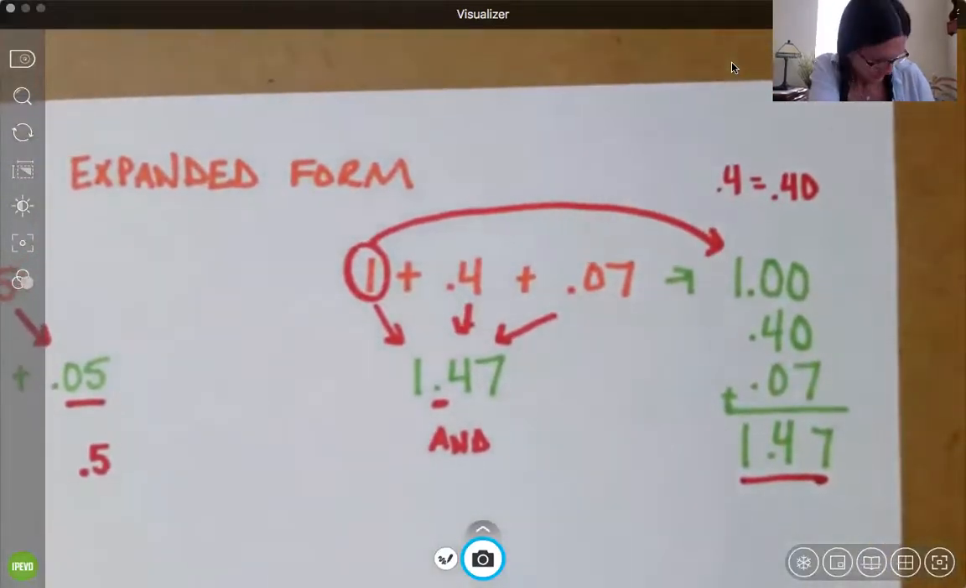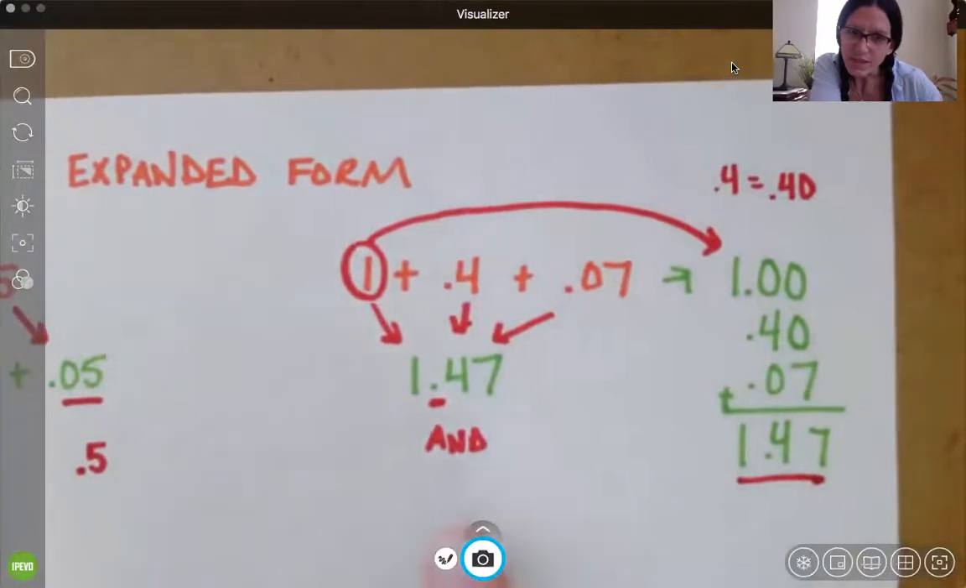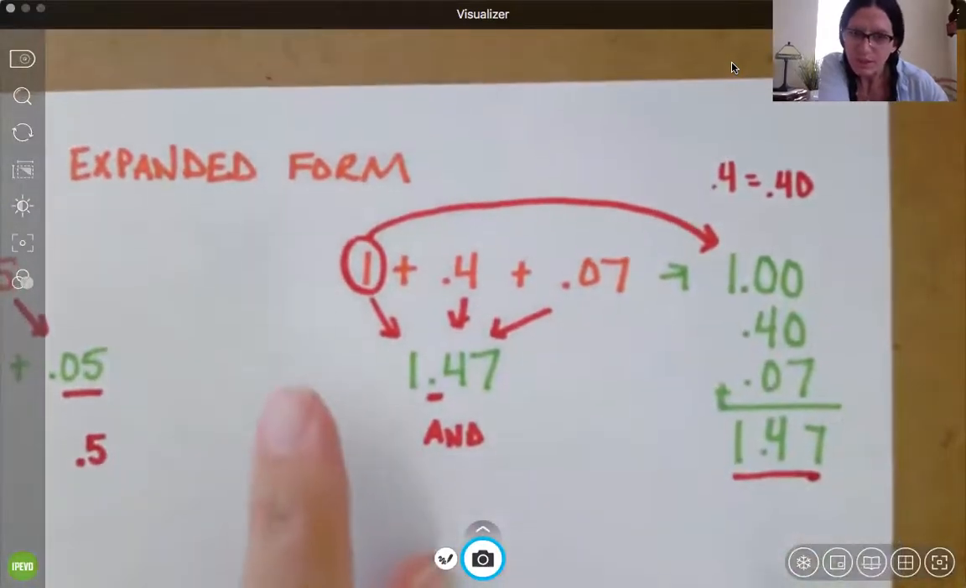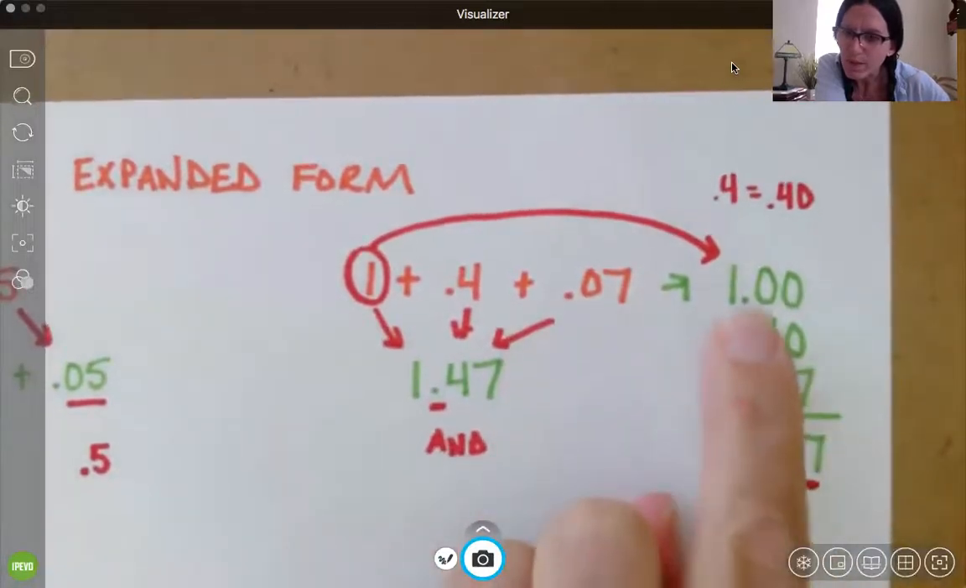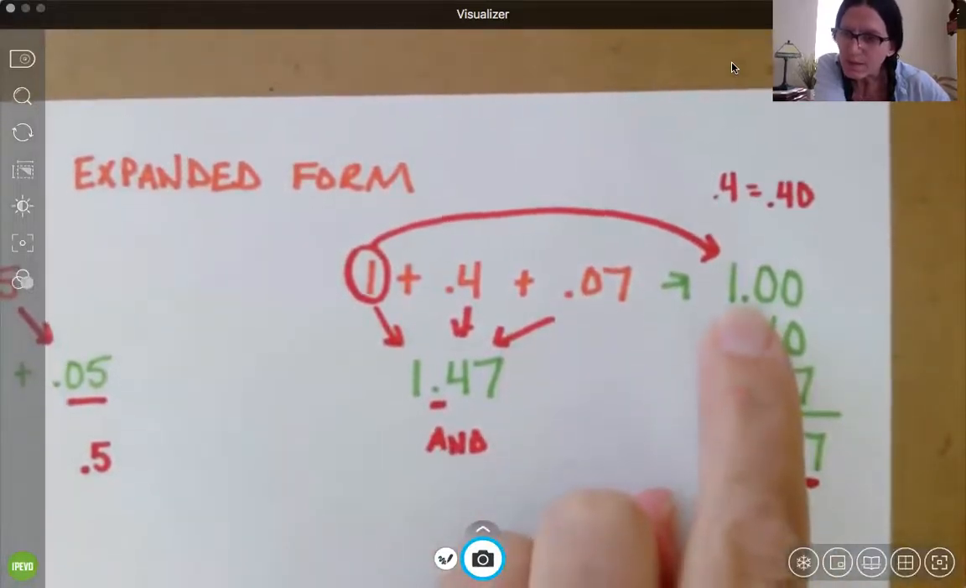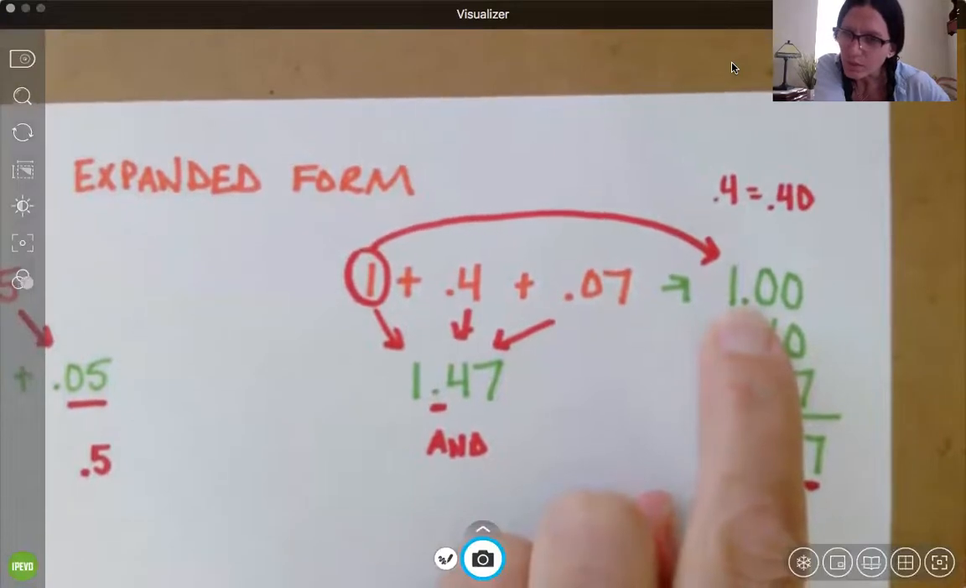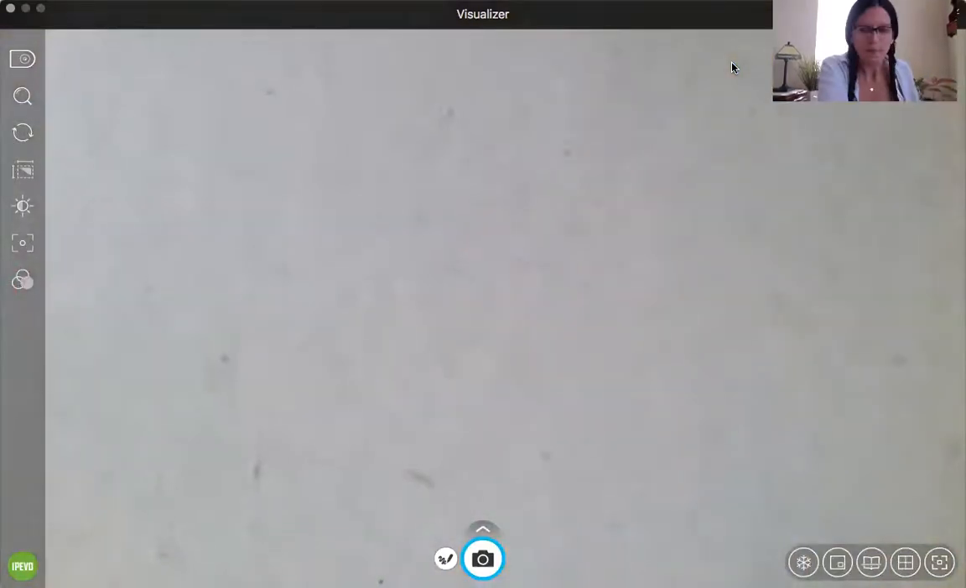Okay, so we're ready to move on for today? Let's keep in mind this particularly, because again, when we're adding whole numbers to decimals, we have to remember that that decimal then positions itself to the right of the whole number. So let's take a look.